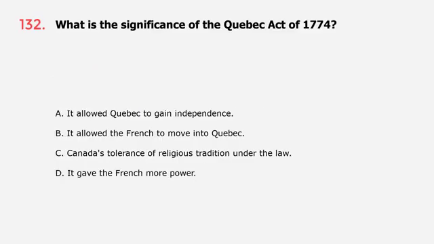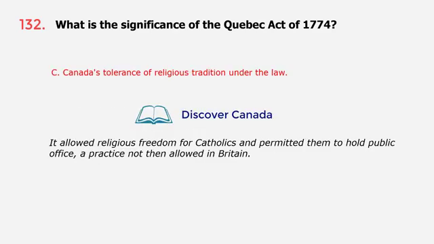Question 132. What is the significance of the Quebec Act of 1774? A. It allowed Quebec to gain independence. B. It allowed the French to move into Quebec. C. Canada's tolerance of religious tradition under the law. D. It gave the French more power. The answer is C, Canada's tolerance of religious tradition under the law.